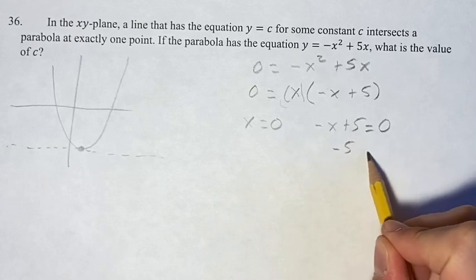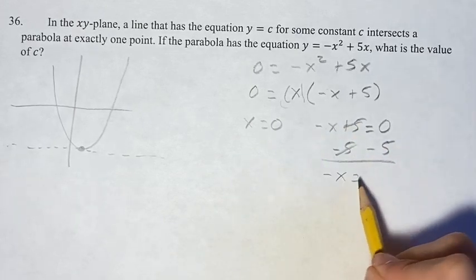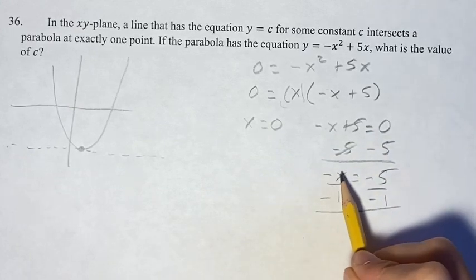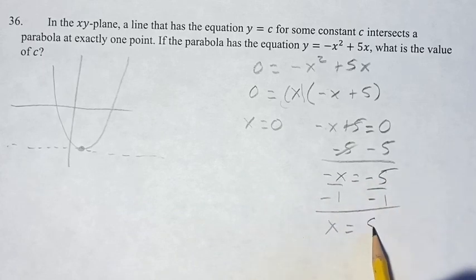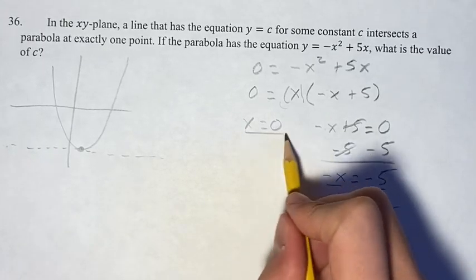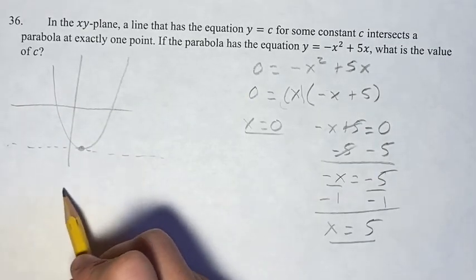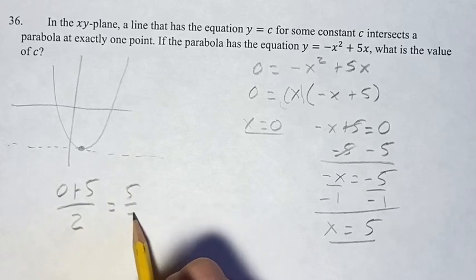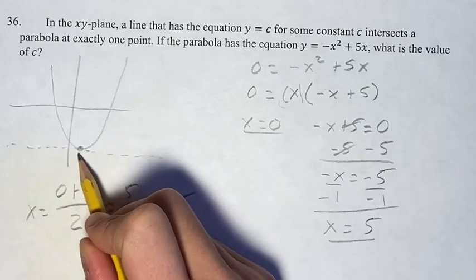Solving this equation, subtracting 5 from both sides, we get negative x is equal to 0 minus 5, which is negative 5. Dividing by negative 1, negative x divided by negative 1 is x, negative 5 divided by negative 1 is 5. So now we have our two x-intercepts, 0 and 5, and we said our vertex is halfway between them. So 0 plus 5 divided by 2 is 5 divided by 2, which is 2.5. So this is the x value of the vertex.